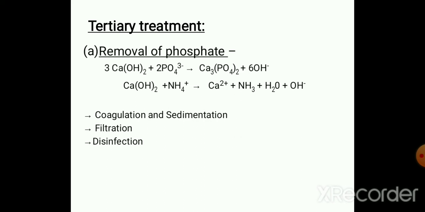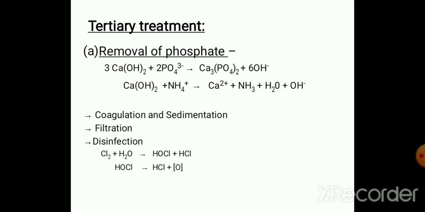So next is disinfection. Here you are using chemicals to kill or destroy microorganisms, which are called disinfectants. The process of killing the microorganisms using chemicals is called disinfection. Okay, so this is about disinfection.